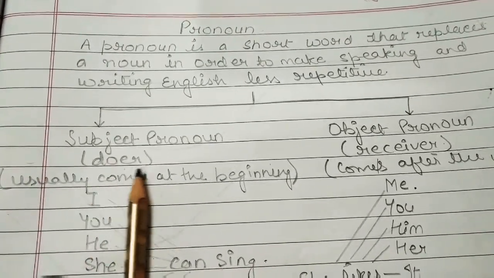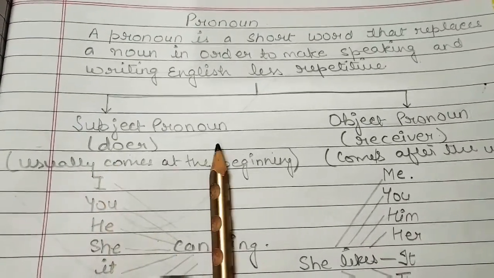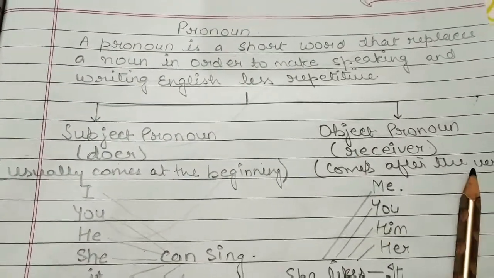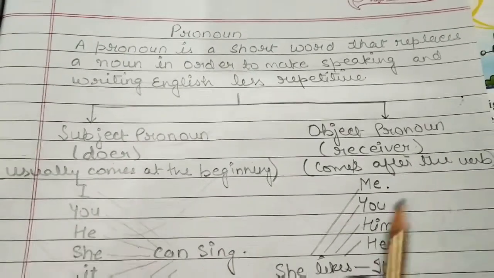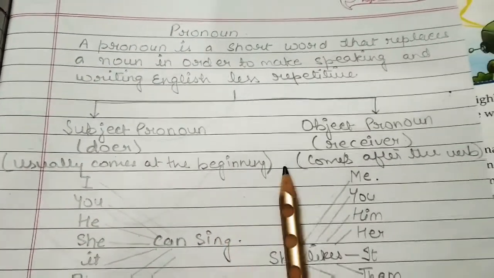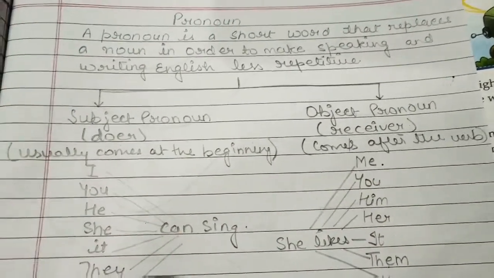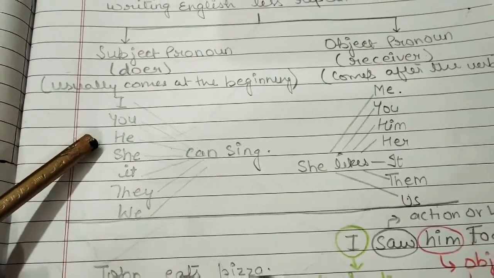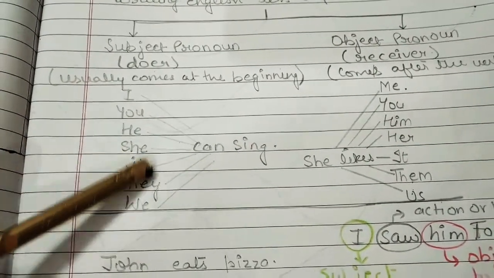Subject pronoun is the doer or the one who does an action, and object pronoun is a receiver, which receives an action. So subject pronoun usually comes at the beginning of a sentence, and object pronoun comes after the verb in the sentence. So the words that are subject pronouns are I, you, he, she, it, they, we. So we already have studied about the use of all these words.